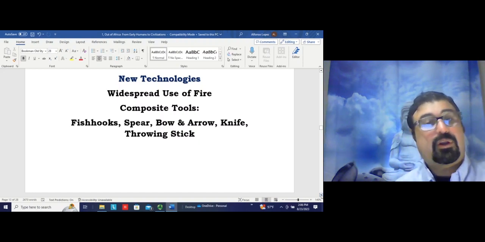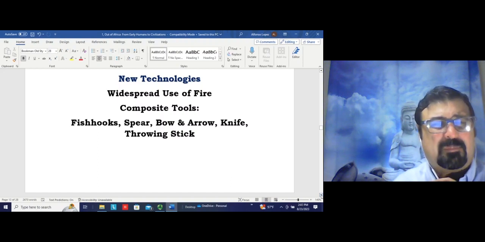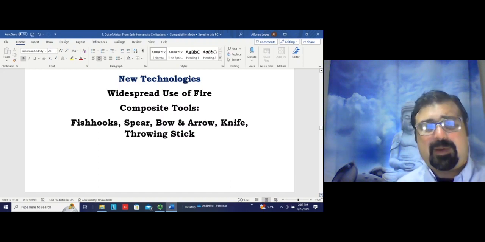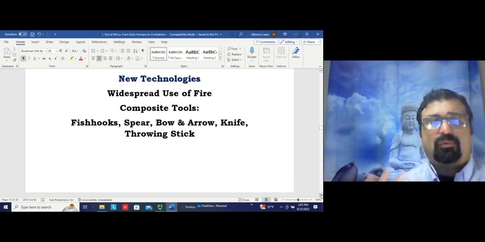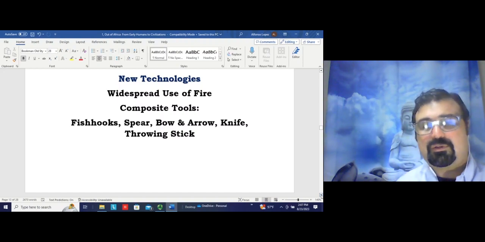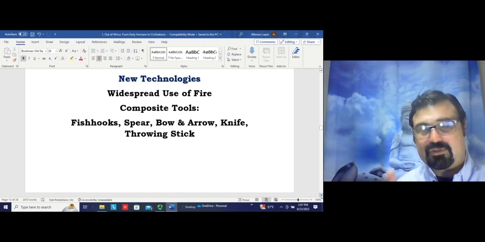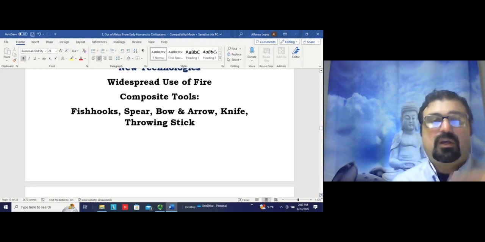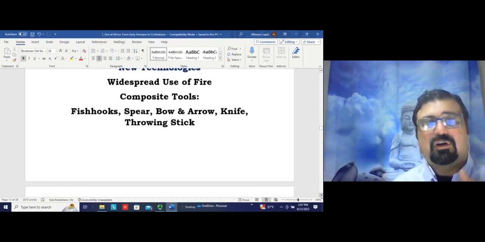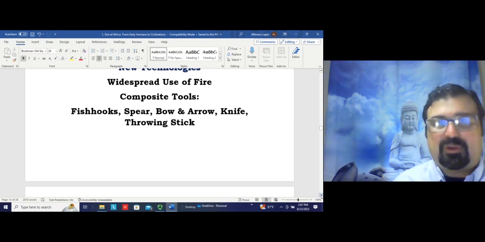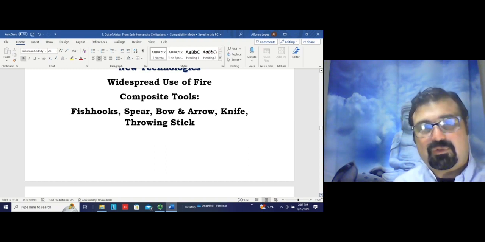So again, there are new tools that were completely unavailable in the past. They're now coming to the rise. Once again, this is the beginning of culture. There is a culture on the rise, and it's a culture centered on food gathering. So all of the technologies are pretty much geared towards increasing the gathering, if you will, of food.